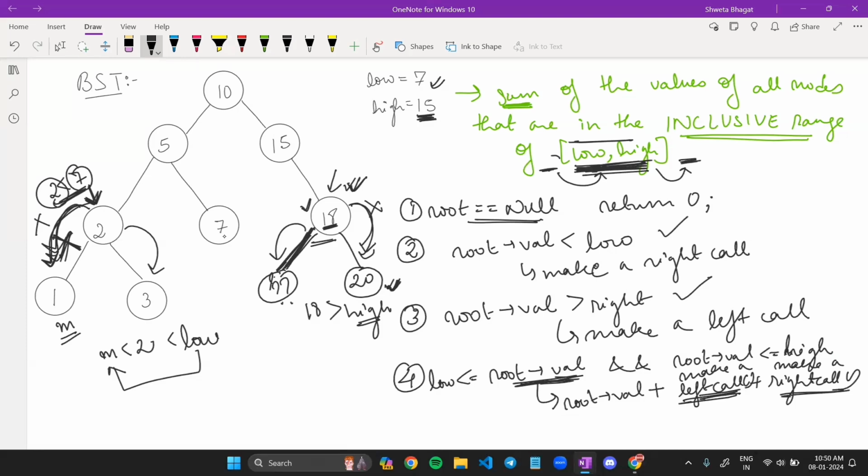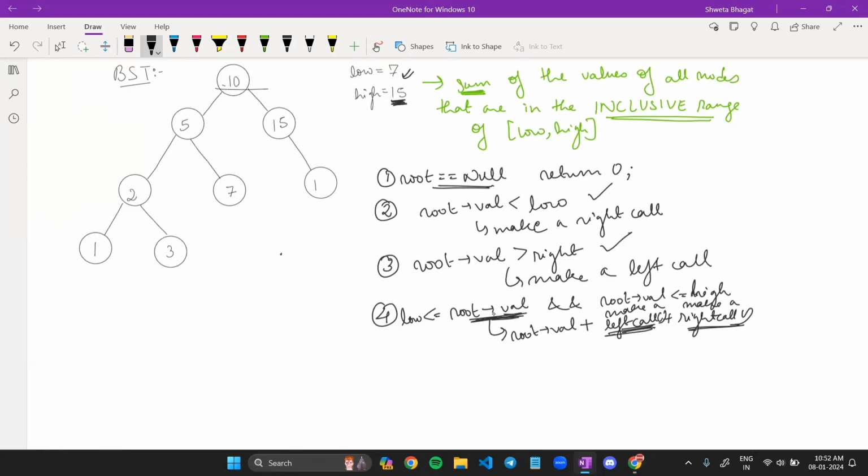Now let's do a quick dry run on this test case. We will start from our root node, which is this one. Now we'll check, is my root null? It's not null. Then I'll check whether the value of my root is lesser than low. So is 10 less than 7? No. Then I'll check, is the root's value greater than high? So is 10 greater than 15? No. So we are falling in the fourth condition, which is that my root's value is greater than or equal to low. So 10 is greater than or equal to 7, and my root's value is less than or equal to high, so it is lesser than or equal to 15. So the fourth condition is true.